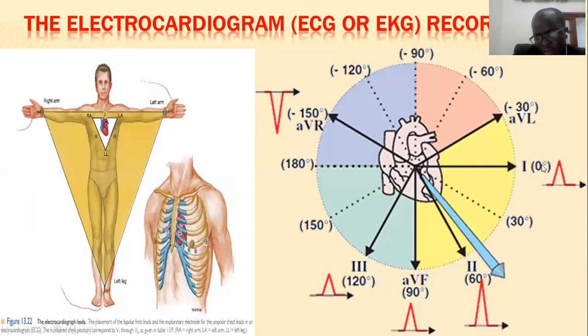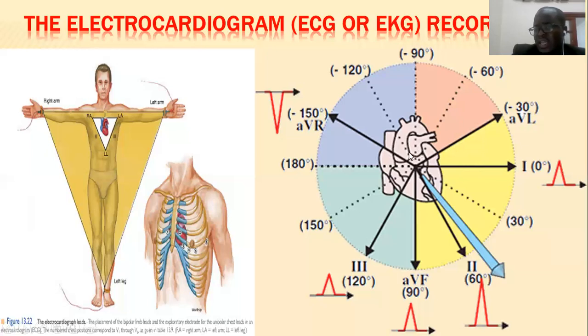So it means if you are at lead one, which is the straight line here, 0 degrees, then if you add 30 degrees, you'll be at AVL. So this is the plane for AVL, or the axis for AVL. It's looking at the heart from this angle. So from the left shoulder downwards, this one from the right shoulder downwards, the foot from down upwards. So it's looking at the ventral aspect of the heart. So this is called the cardiac axis.